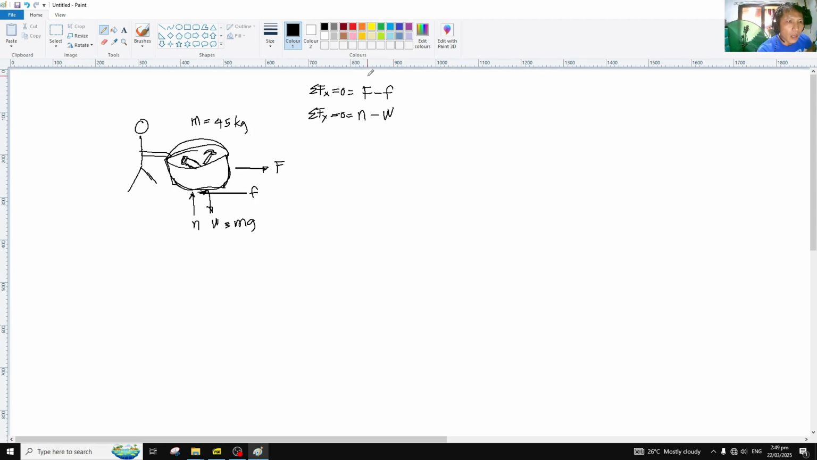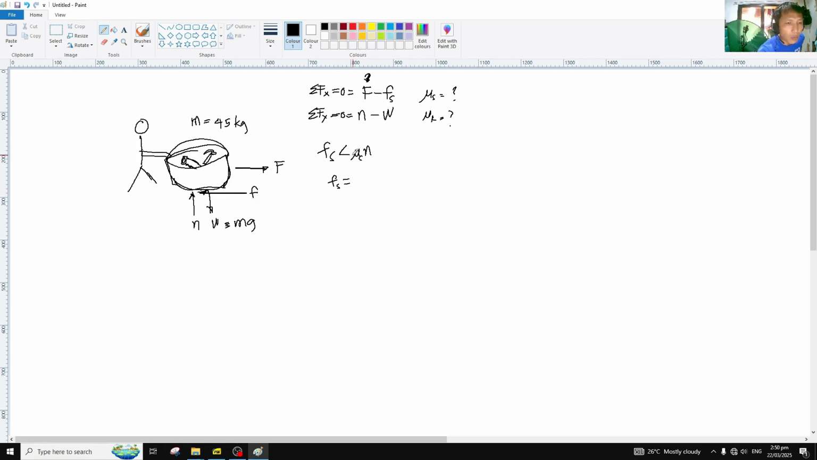Now this F is given, and your problem is μ_s and μ_k. So the coefficient of static friction applies before it moves, so this is static. You're calculating the frictional force as F_s, and F_s relates to the normal force: F_s is less than or equal to μ_s N.